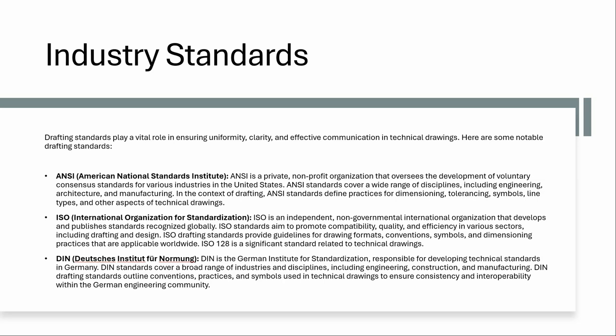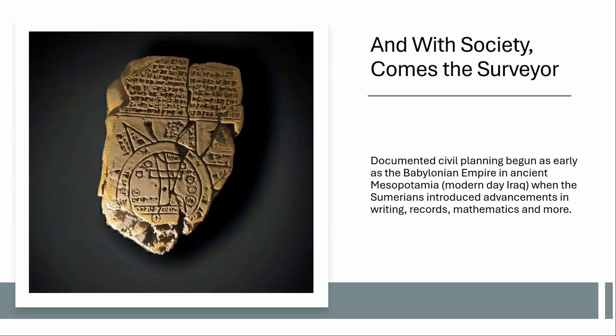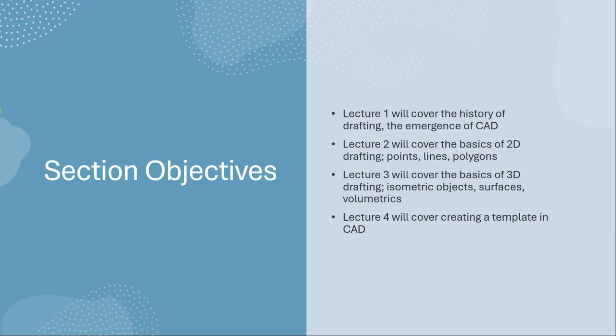But that's it for industry standards, and that kind of covers lecture 1. So now you can see we've gone over the history of drafting. In our next lecture, we're going to be talking a bit more technically, and we're going to get into two-dimensional drafting. So let me scroll back up to that. There we go. So again, our next lecture, which I'll have available for you by the end of next week, is going to cover the basics of two-dimensional drafting.